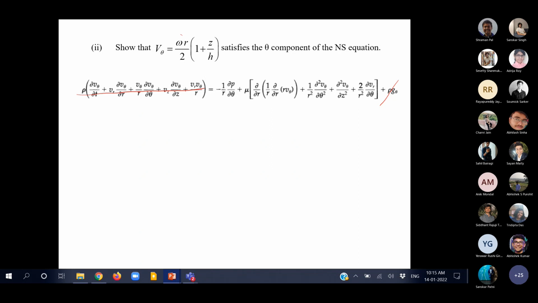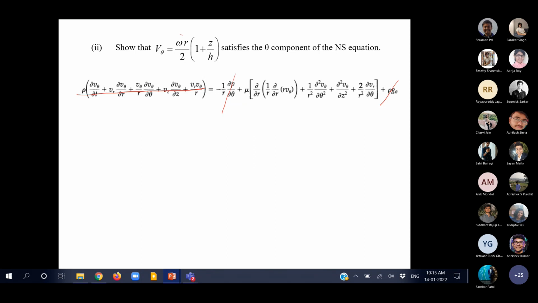How about the first term on the right hand side? There is no pressure gradient along theta. It's just along r. It's only along r, not along theta. So this part would be equal to 0.